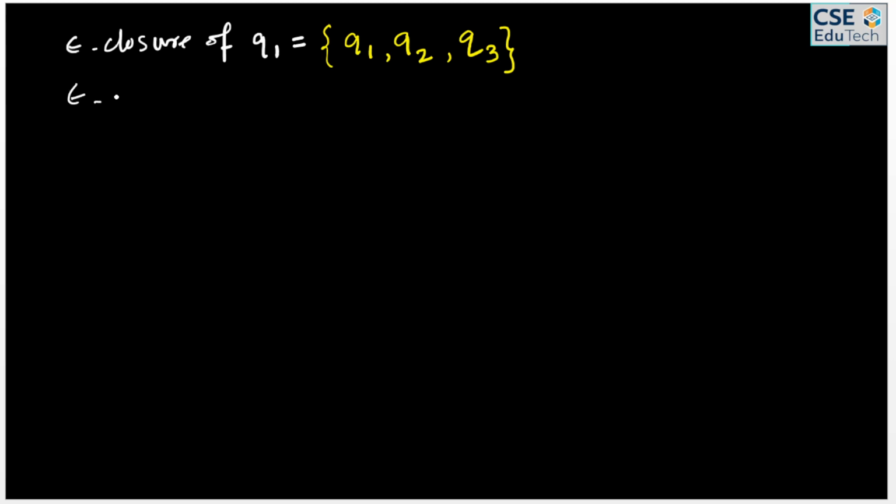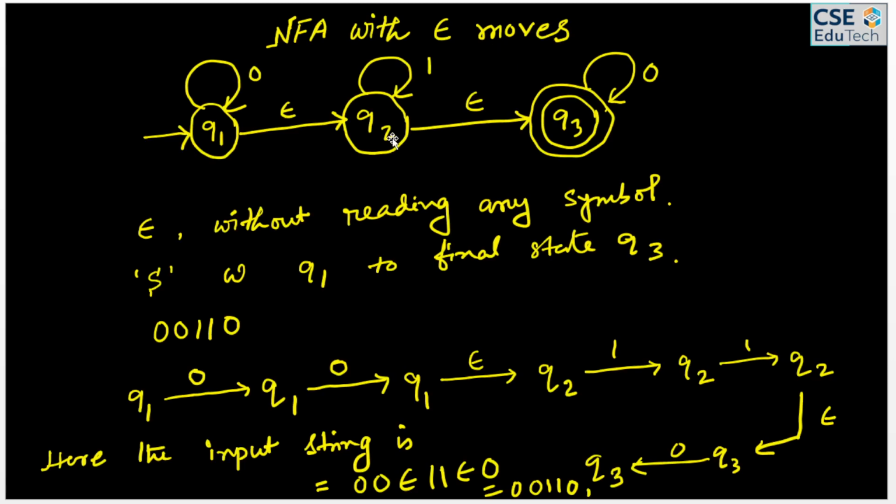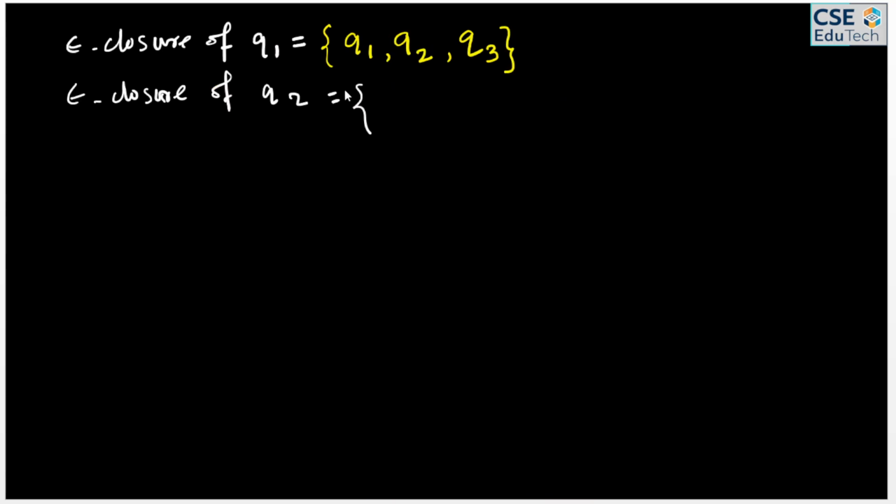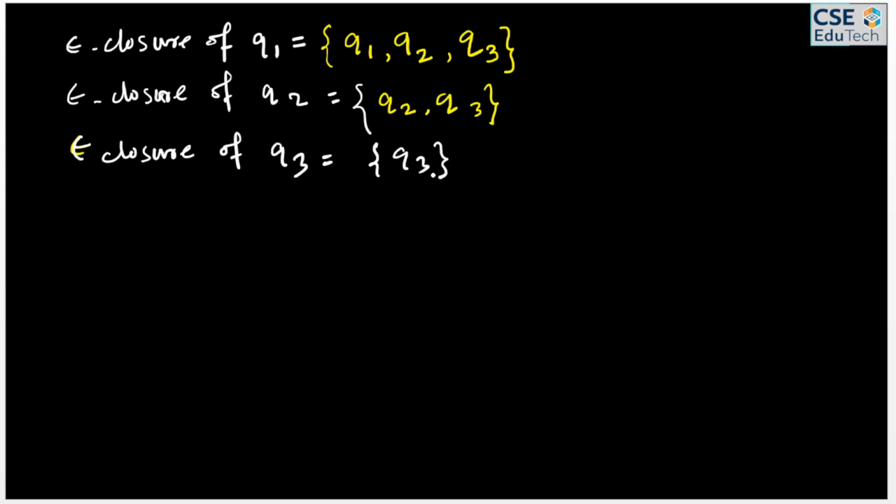Similarly, the epsilon closure of Q2 means from Q2 through epsilon moves, what are the possible states that you can move? That means Q3 and including itself, that is Q2. So it will be Q2 and Q3. Similarly, epsilon closure of Q3 will be Q3. So in this way, we can find the epsilon closure.